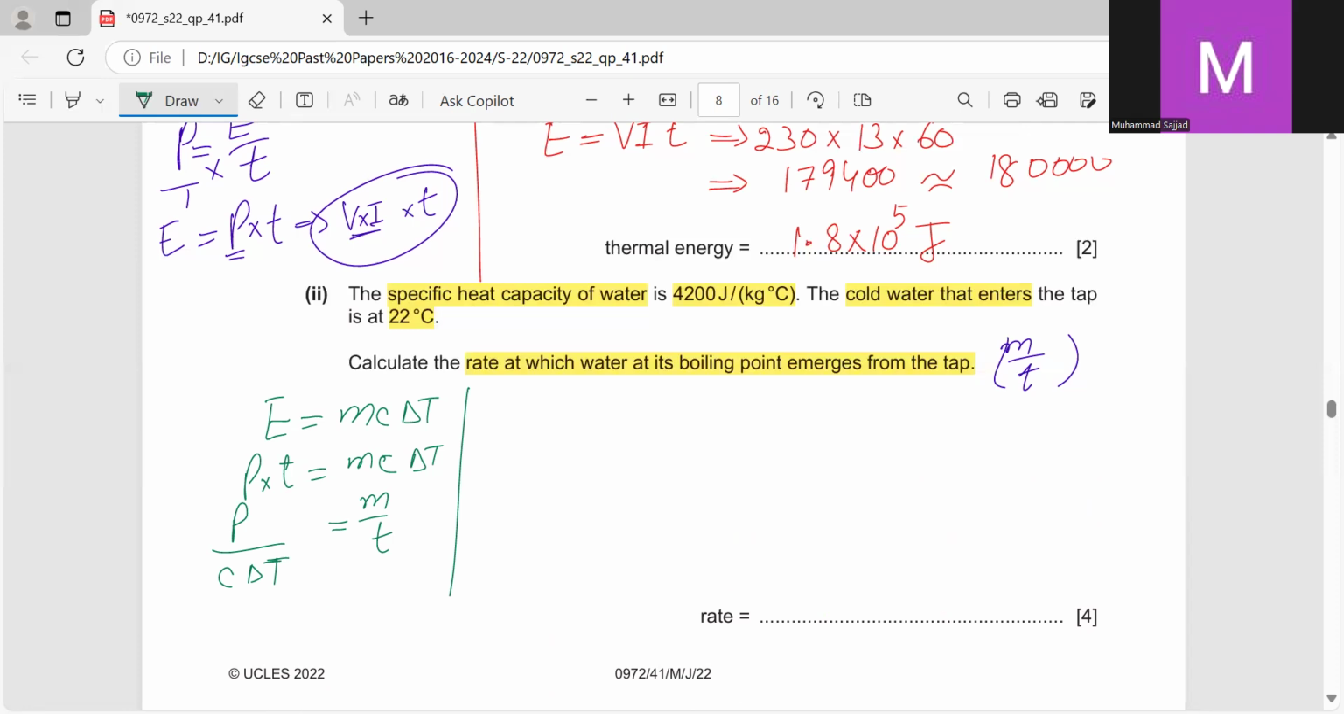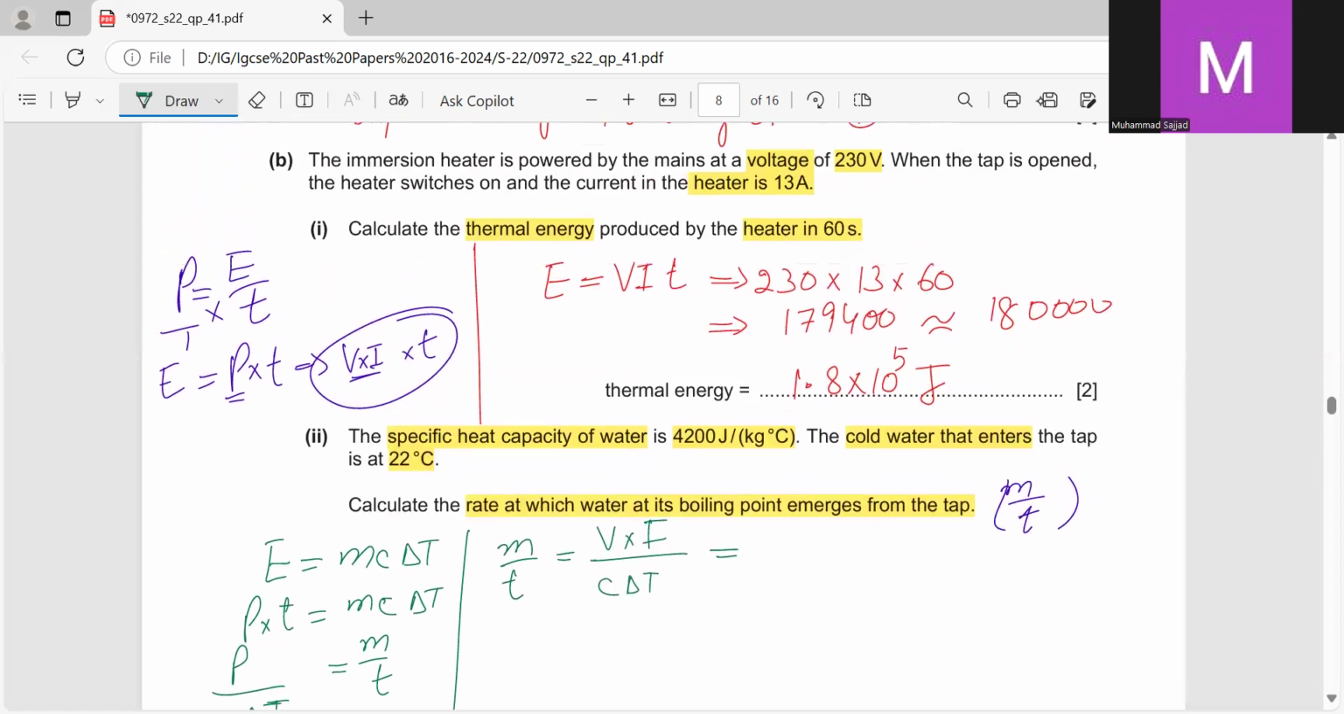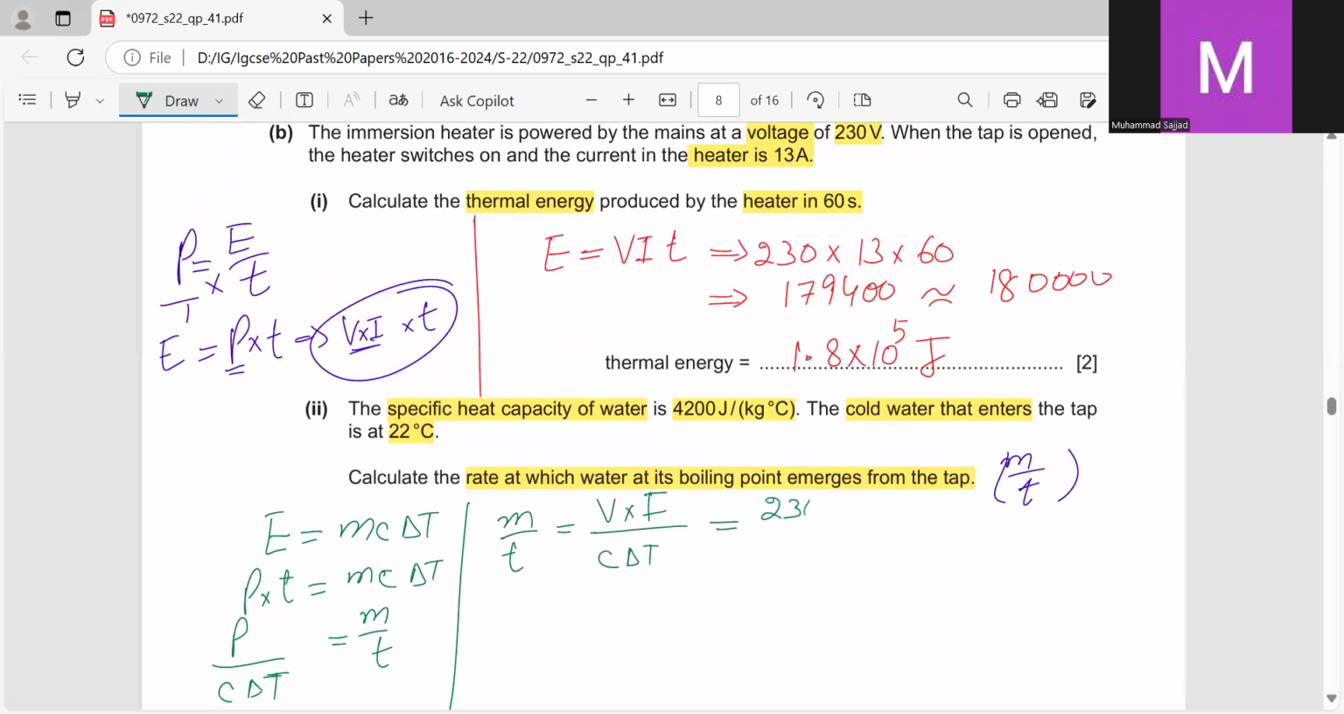Anyhow, now the subject of the equation is m over t, but still we need to make a change. So I'm writing now m over t is equal to, power is not given to us directly, but we know electrical power is voltage times current, over c delta T. Now all the values are with us. See, the voltage is 230 volts, current is 13 ampere, over c 4200.